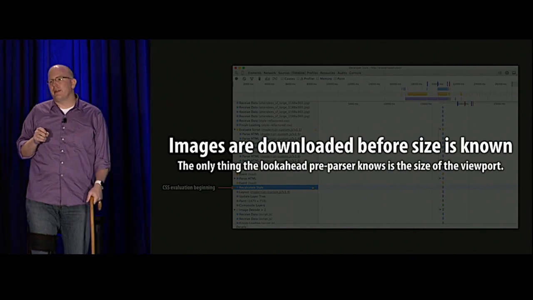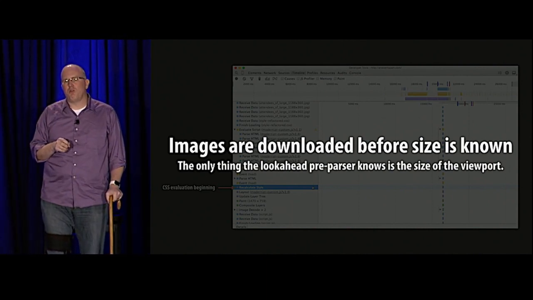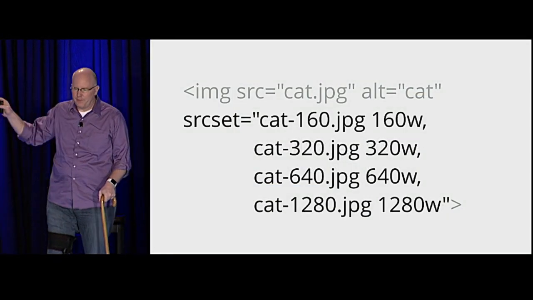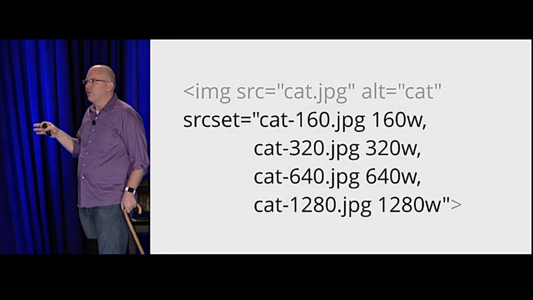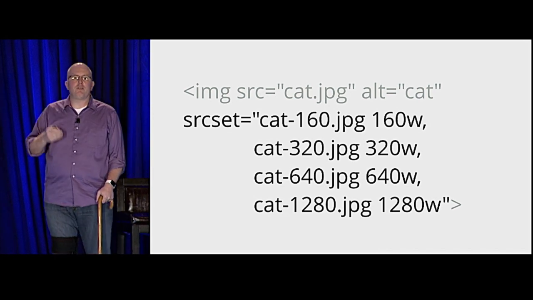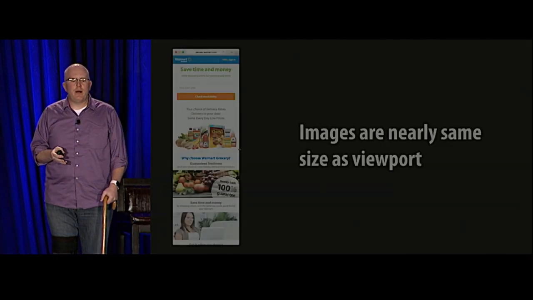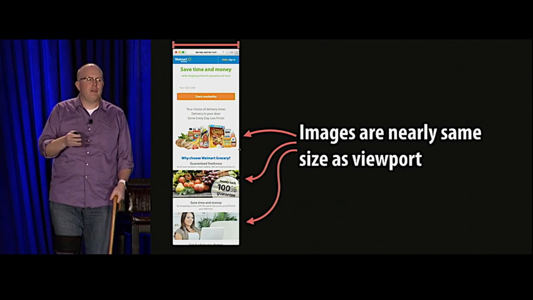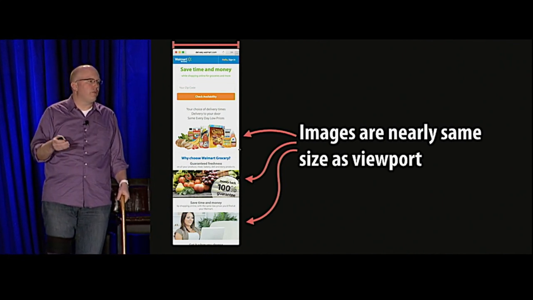The only thing, really, that the browser knows at that moment in time is what the size of the viewport is. So if we go back to this example, where we've got all these different sources, and we try to figure out how the browser is going to pick it, well, it works really well if the size of the image is nearly the same size as the viewport.